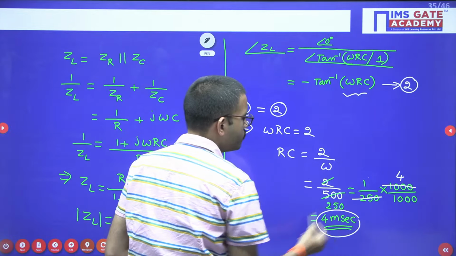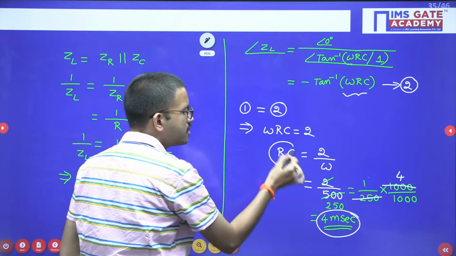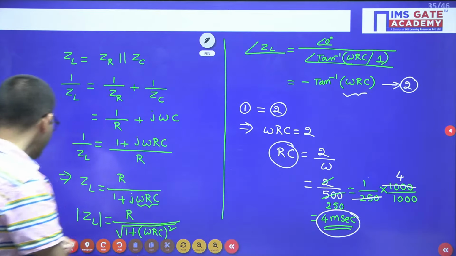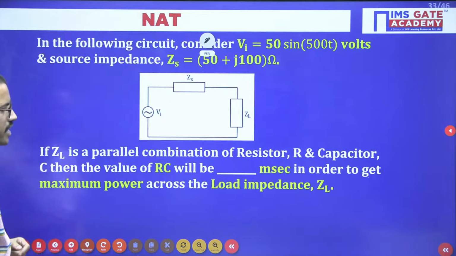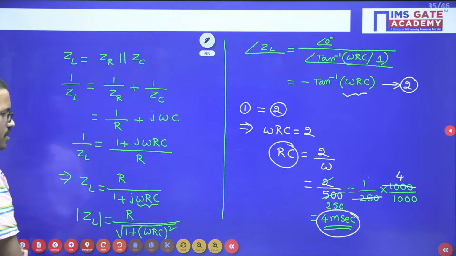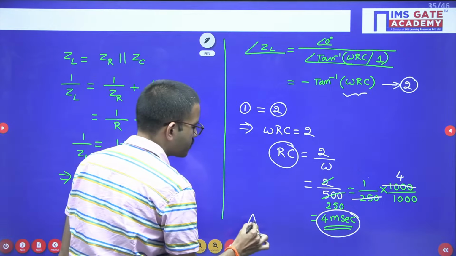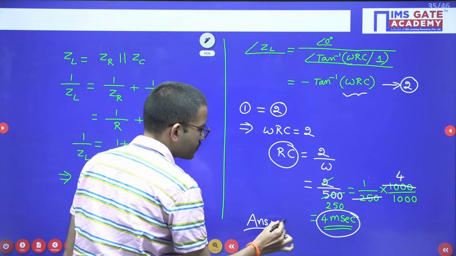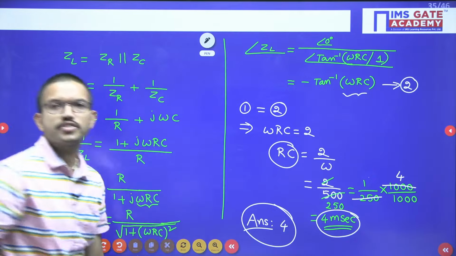So the final value for this question regarding RC is 4 millisecond. Already they have mentioned in the order of millisecond, it is a NIT question. So answer will be 4. So the final answer for this question is 4.